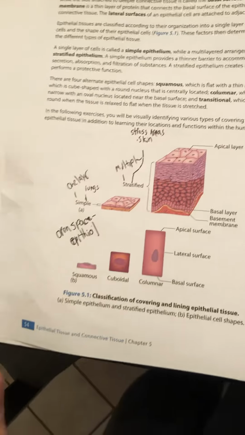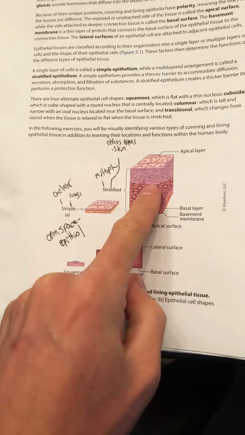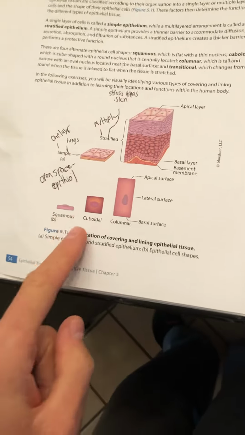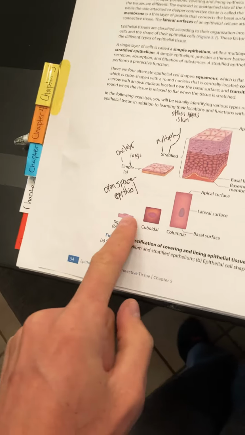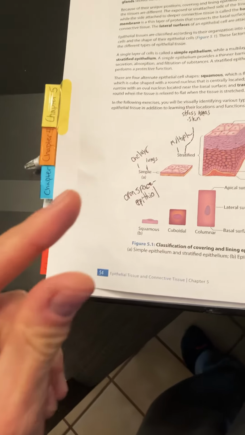So you have two layers. You have a simple layer, which is one layer, and then you have a stratified layer, which is many layers. You also have three different types of epithelial tissue. You have squamous epithelial tissue, which is very thin, almost looks like a fried egg.